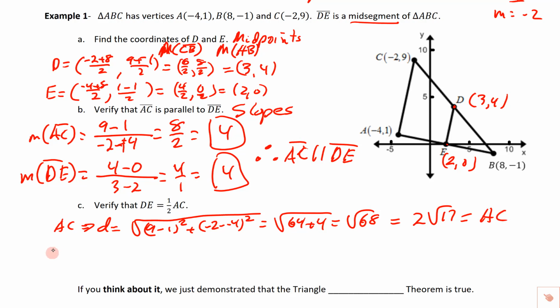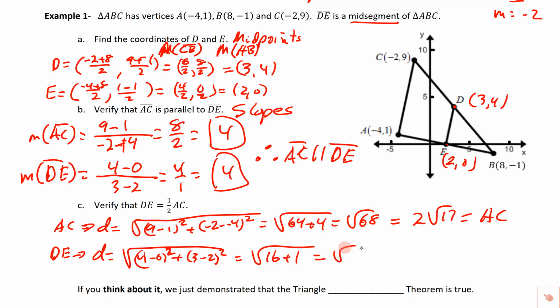So let's check DE. That's going to be a big square root. And we'll do 4 minus 0. That stuff might look familiar since we've already figured that out before. 3 minus 2. So this is going to be 4 squared, so that's a 16. That's a 1 squared, so that's a 1. So this is the square root of 17. And that is DE.